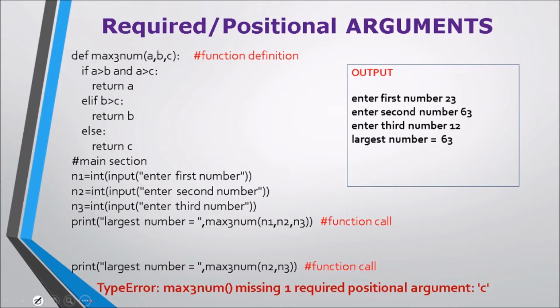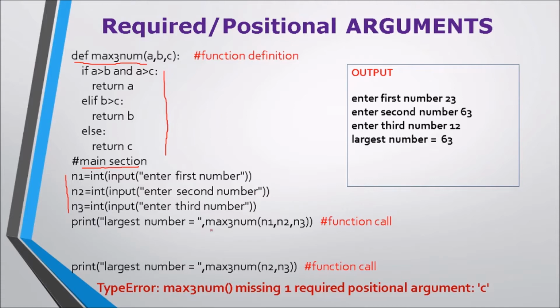The first one is the required or positional argument. You can see I have defined this function def max3num with arguments a, b and c, and the function definition begins here, and these are the set of statements which comprise the function definition. And in the main section I have taken three numbers n1, n2, n3, and I have asked the user to enter the values of n1, n2, n3 from the prompt, and then I want to calculate the largest number.